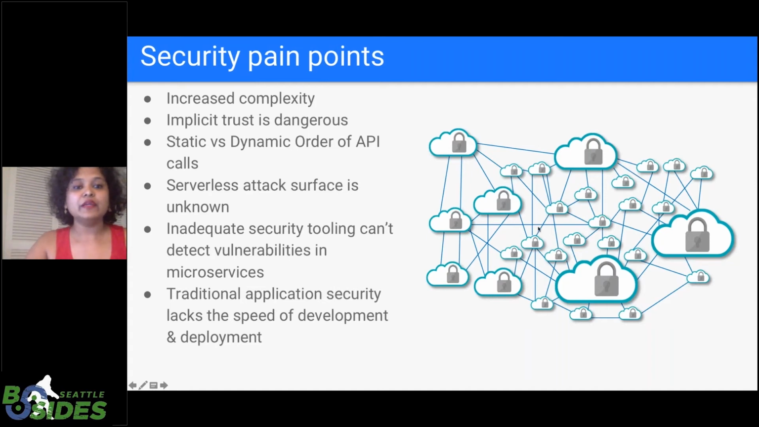Most importantly, if you look at the traditional application security tooling or application security review mechanisms, that tooling is really not adequate for something that gets deployed like this with this level of complexity. Therefore, traditional application security doesn't always work. And most importantly, the speed of deployment.